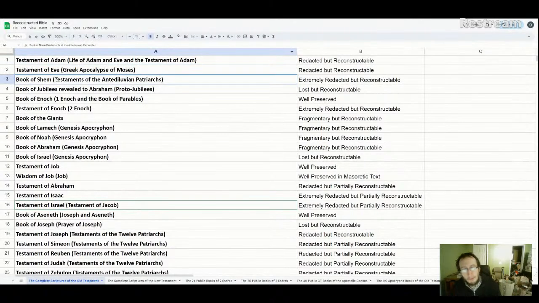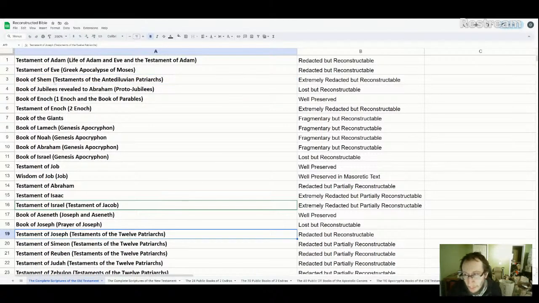The reconstruction of the Book of Shem containing the testaments of the various patriarchs is going to be more basic, and we won't be able to reconstruct it very well, but we can have a rough idea. And the basic reconstruction that we'll be doing is reconstructing it in a way similar to the Testaments of the 12 Patriarchs and matching some of the information we see from the Book of Jubilees. Now, we have this right here, a book called the Book of Jubilees revealed to Abraham, and in parentheses, it's called Proto-Jubilees.